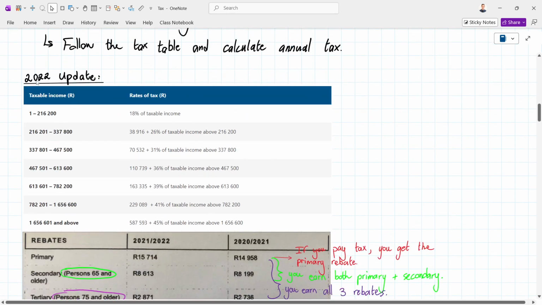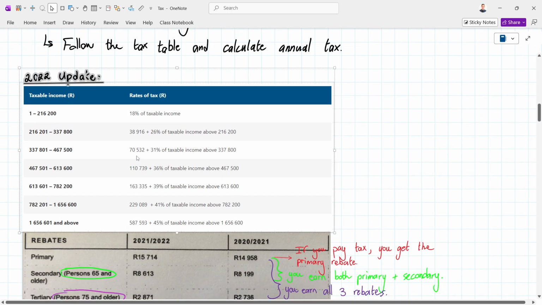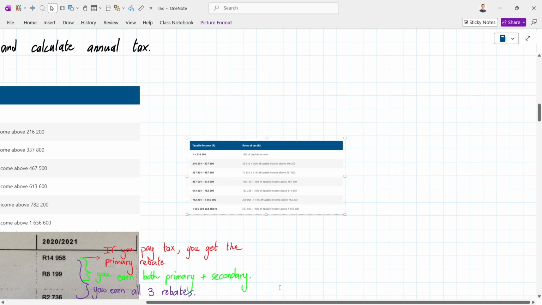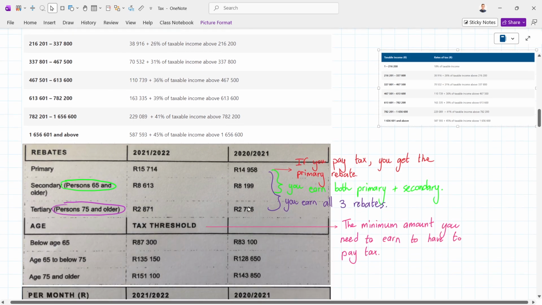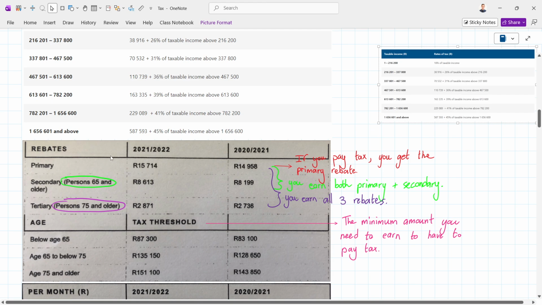Okay, so 2022, this is the tax table I'm going to be working with. I'm actually just going to make a copy of it and take it with me in a smaller version because I'm going to need it just now to do my calculations. Here is the rebates table. Let's just talk about that quickly again.